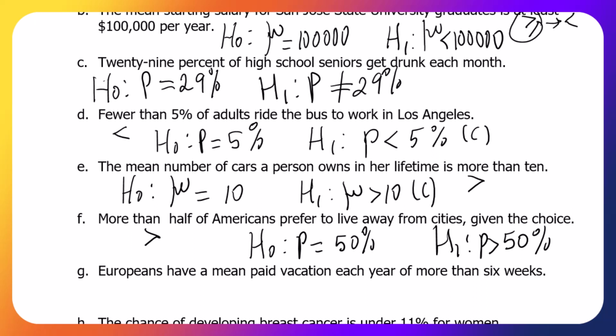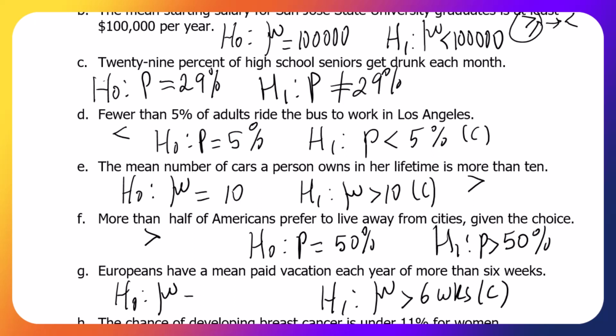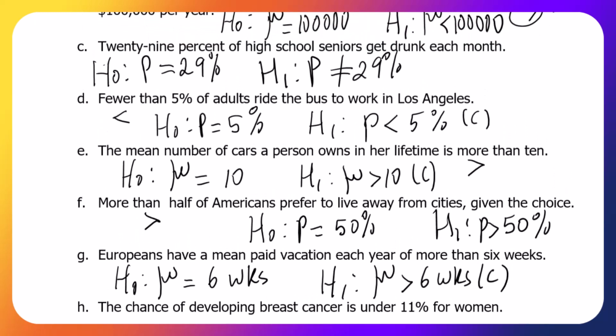Europeans have mean paid vacation each year of more than 6 weeks. This is about the mean, guys, so you have to use mu now. More than 6 weeks, this is the claim. And then H0 is going to be mean equals 6 weeks. Okay, let's do a few more.